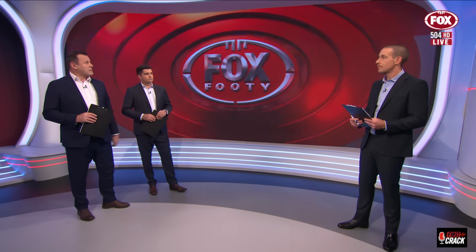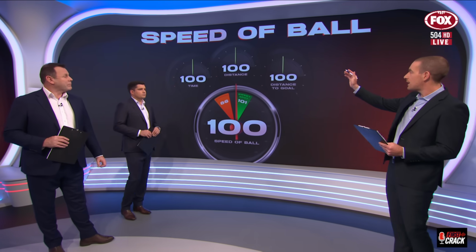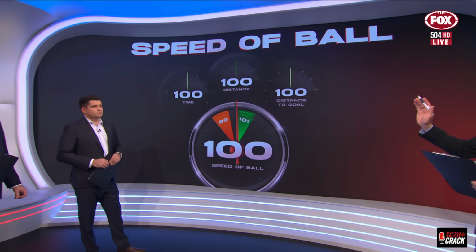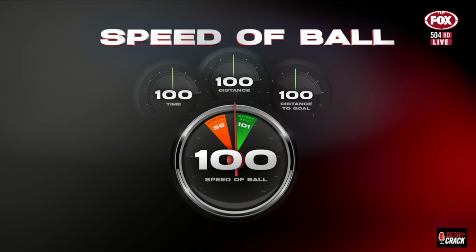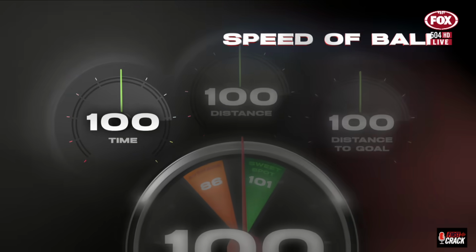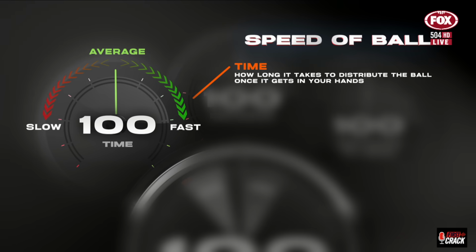So the mathematicians back at the office of Champion Data have put their heads down and come up with 3 key facets in terms of the criteria to track ball speed. Do you want to break it down for us? Yeah, so we'll start with time. Time's the first element, nice and simple. Firstly, the AFL average for all 3 components is 100. So just keep that in mind. AFL average for all 3 areas is 100.